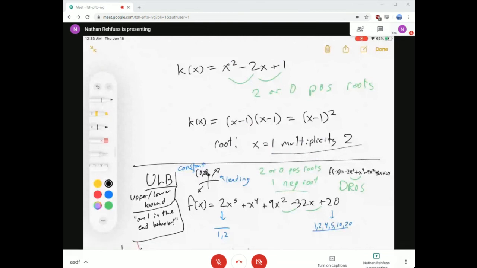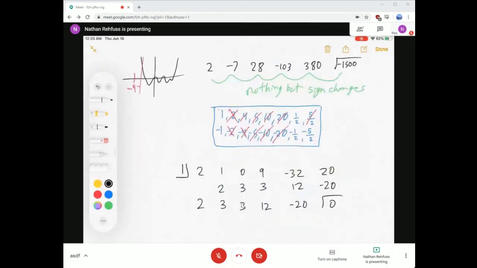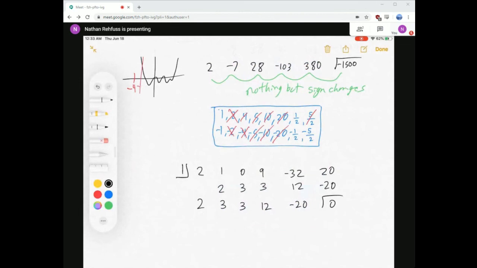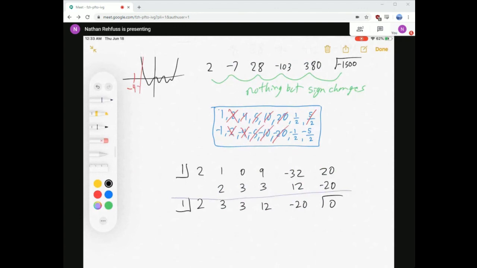Now my new polynomial has coefficients 2, 3, 3, 12, and negative 20. Those add up to 0 again. So I'm going to plug in another 1. And now here's a fun trick you can play. I'm going to put my box right here and use this as the first row of my next synthetic division. Like so. Just cut those off. I don't want to copy that down. So 2 comes down.